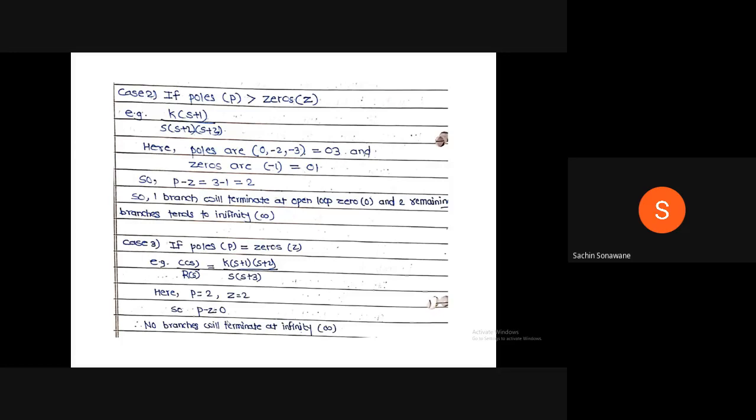Case 3: if poles P is equal to zeros Z, consider the equation C(s)/R(s) is equal to K into bracket s plus 1 into s plus 2 divided by s into bracket s plus 3. Here P is equal to 2 and Z is equal to 2. Therefore, P minus Z is equal to 0. Therefore, no branches will terminate at infinity.